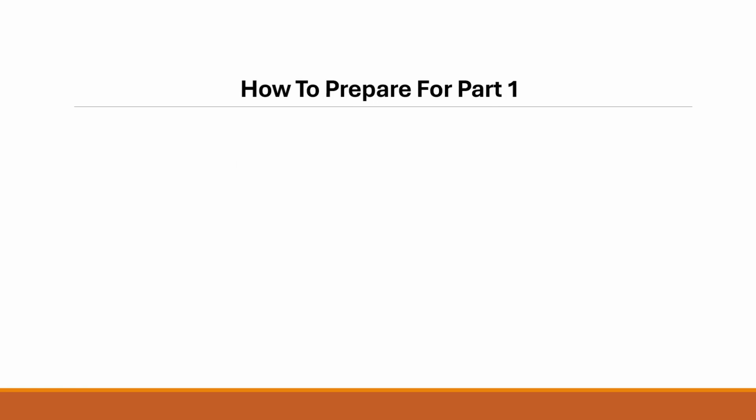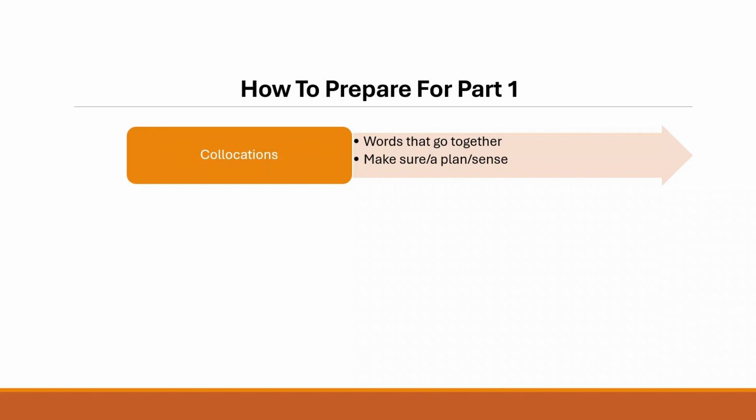So how can you prepare for the Part 1 exam? Well, there are a number of things that you can look at and study. The first of these is collocations. Collocations are very important in English. And again, just to remind you, these are words that go together. For example, make sure, make a plan, or make sense.